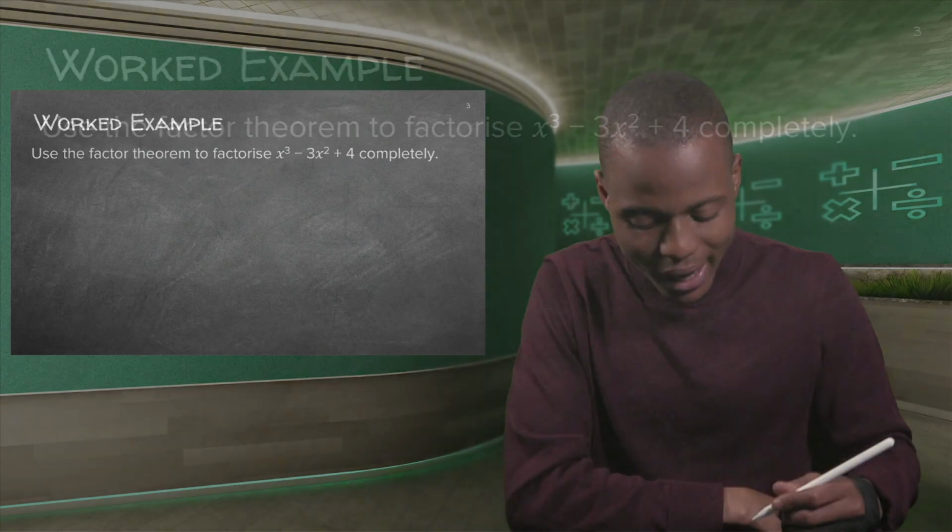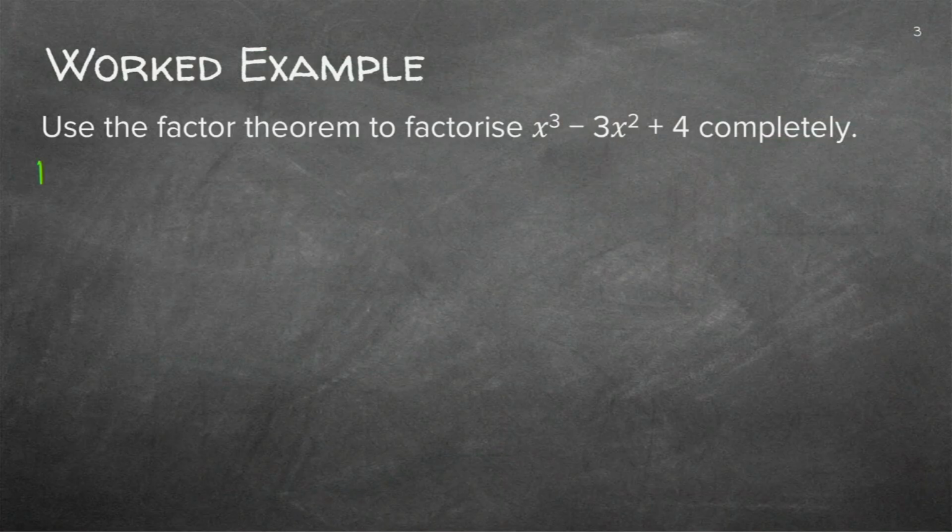For example, if I test 1 and substitute it into every value there and it gives me 0, it means 1 is a factor. If I test 2 and it gives me a whole number, for example 4, then it is not a factor. Let's test a few numbers and see if we find the factor. Using the factor theorem, you are actually doing trial and error.